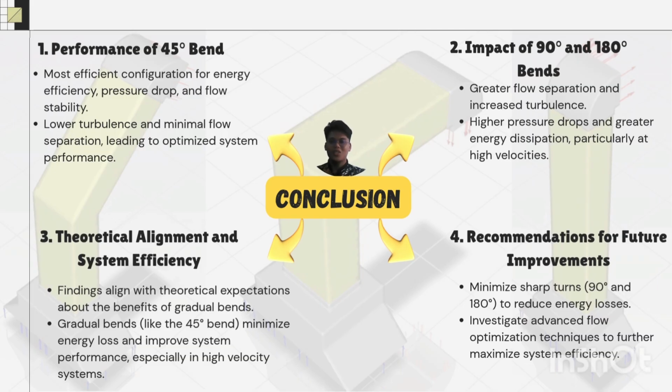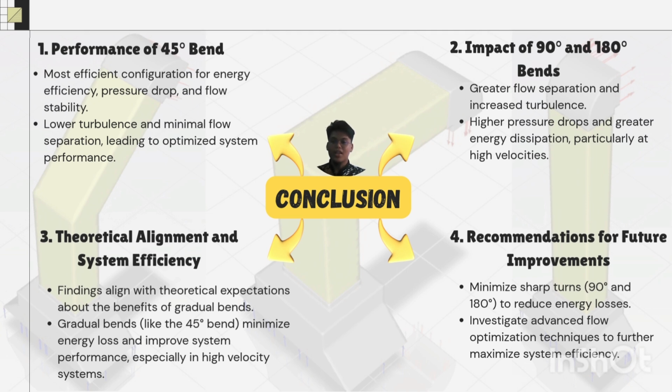In conclusion, this project successfully analyzed the performance of various bend angles in an exhaust duct system under different flow velocities. Through our simulation, we found that the 45-degree bends consistently outperform the 90-degree and 180-degree bends in terms of energy efficiency, pressure drop, and flow stability, even at higher velocities. The 45-degree bends resulted in lower turbulence and minimal flow separation, making it the most efficient configuration for maintaining smooth airflow, reducing energy losses, and optimizing system performance.